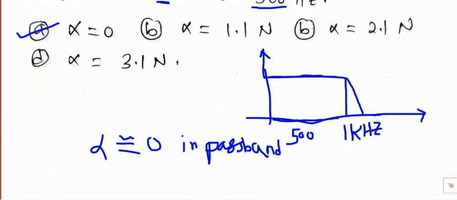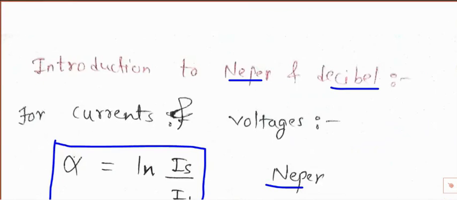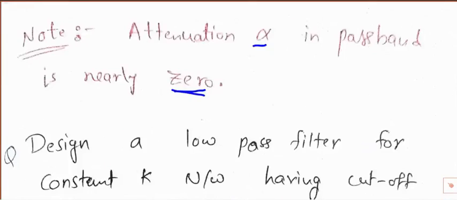This is the note also I have given. This keynote also I have given. Attenuation alpha in pass band is nearly 0. See here, in the video I have given the note. Okay, so next.